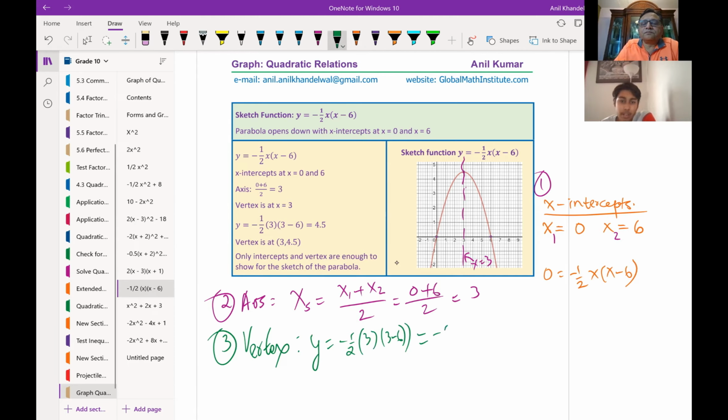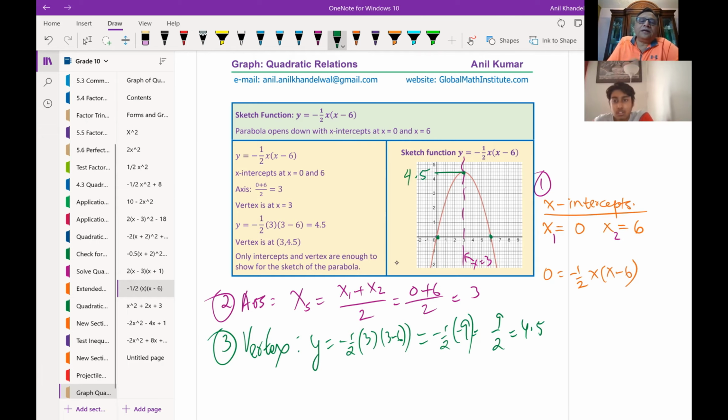You would get y equals negative 3 over 2 multiplied by negative 3, which would just be 9 over 2, or 4.5. So this point here is at 4.5. Do you see this? Yes, sir. Now you have the vertex, you have the x-intercepts. Once you have that, you can always join them and get the parabola.